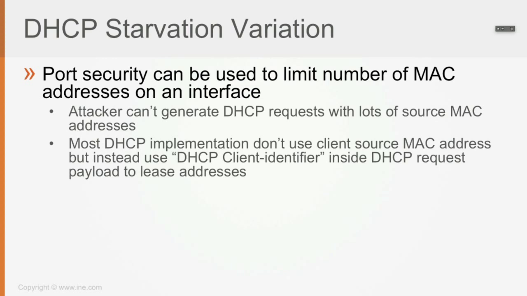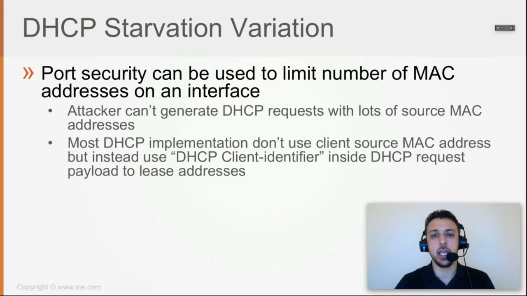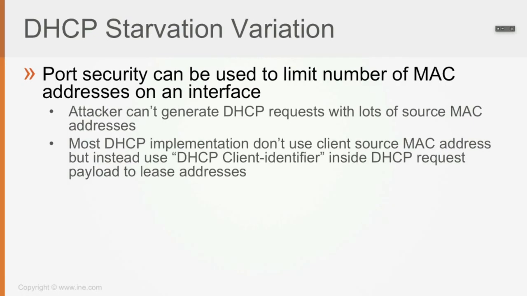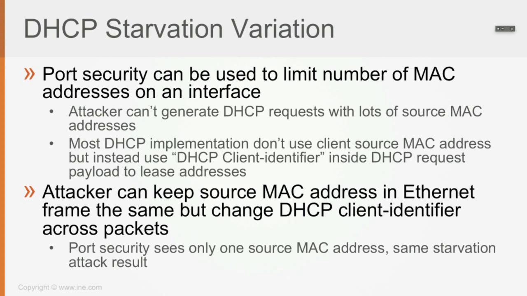So the attacker is no longer going to be able to send spoofed DHCP requests with spoofed source MAC addresses. But what happens is that most DHCP implementations, per the RFC, are not going to lease an IP address to a client based on the MAC address of the client, but based on what's called the DHCP client identifier. So in this use case, it means that the attacker can keep the same source MAC address in the Ethernet frame, but change the DHCP client identifier across DHCP packets.